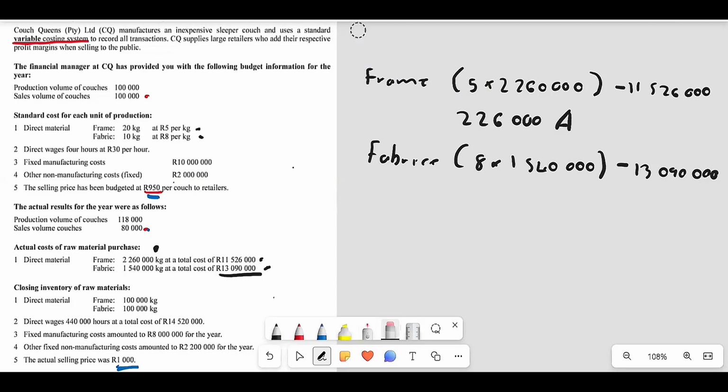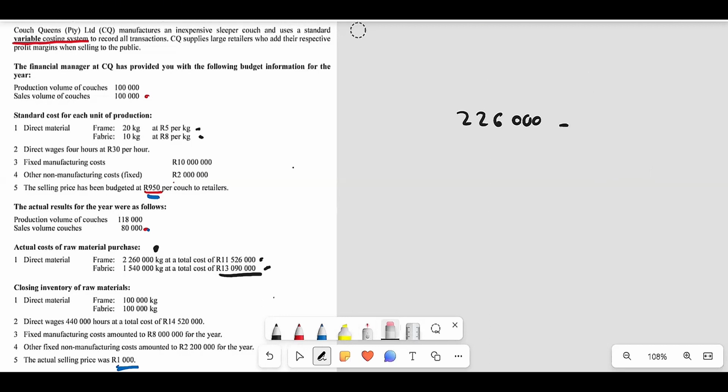So now let's dive into calculating the usage. Remember, when you're doing the usage variance, you exclude the closing stock. You exclude the closing stock. Here they're telling you that they have 100,000 kgs that were on hand at the end of the year. So we have to reduce them from these two amounts. We have to reduce them from these two amounts.